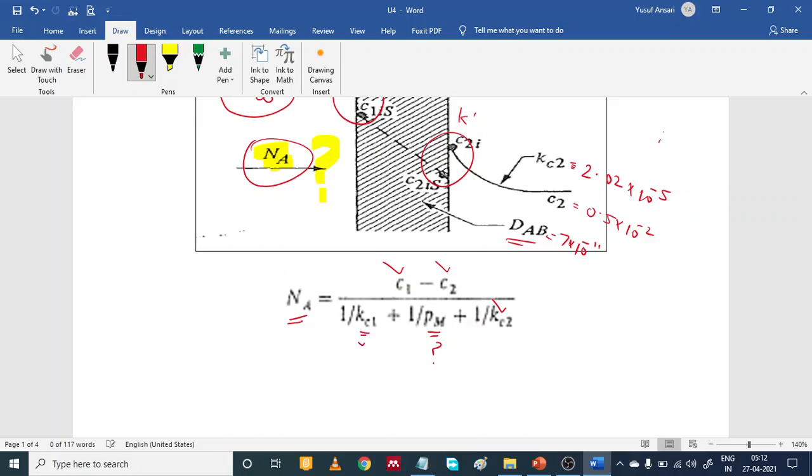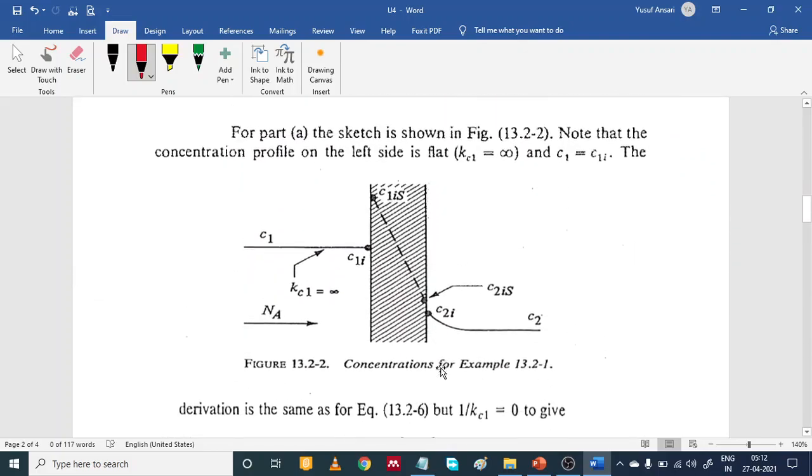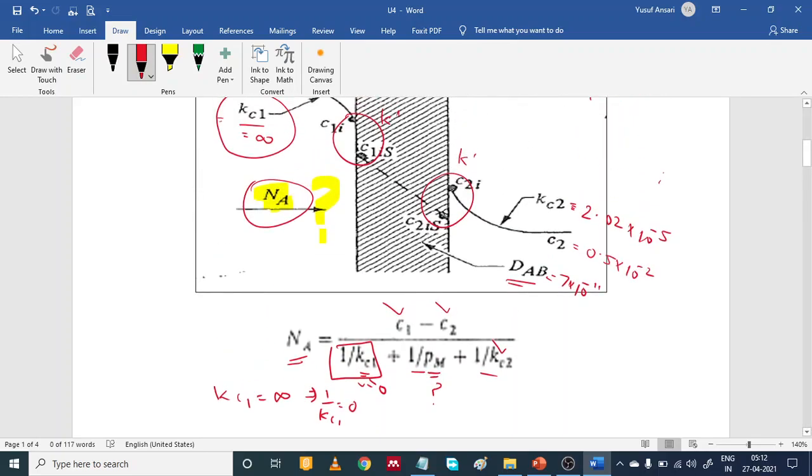Kc1 is infinity, which implies that 1 upon Kc1 is equal to 0. So we have only two values in the denominator. The first thing that changes in the equation is this one. The second thing, you can represent in the diagram, is also important about this Kc1.